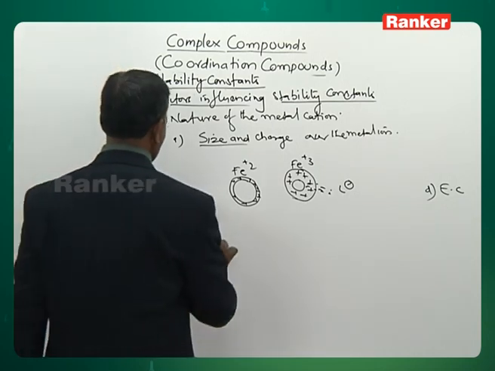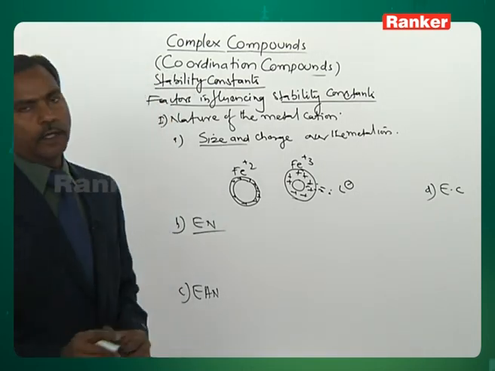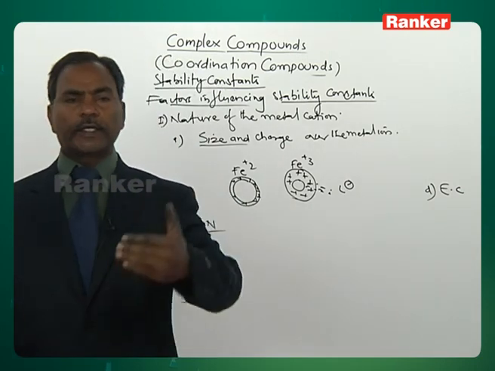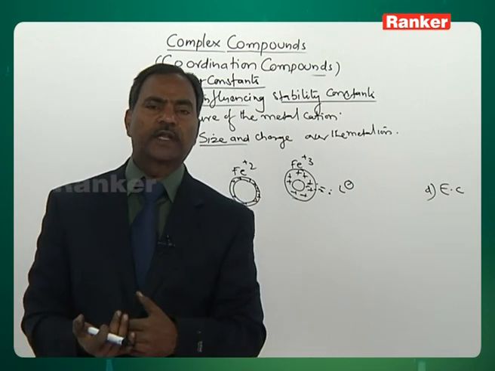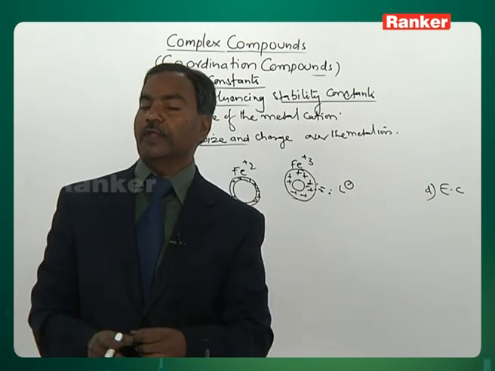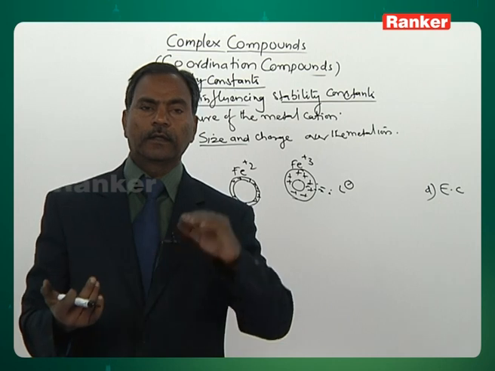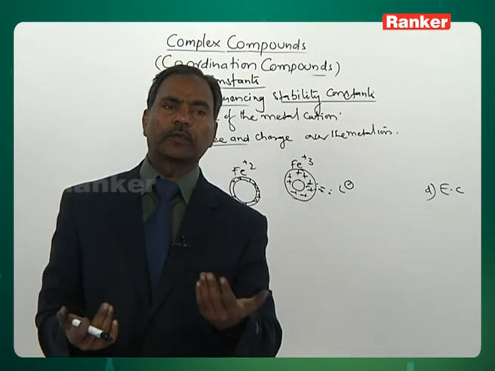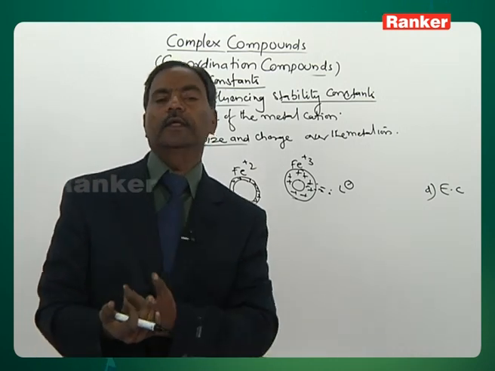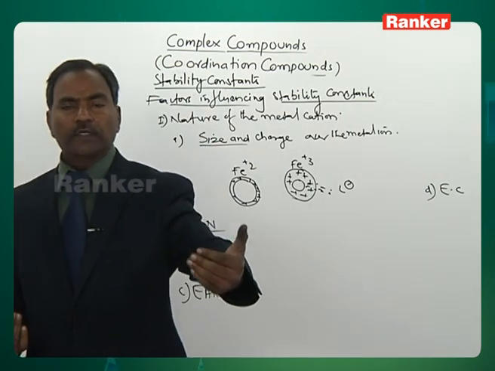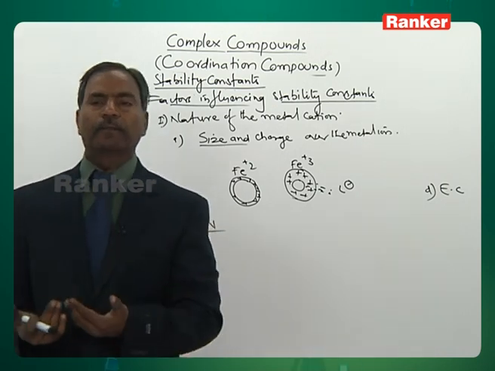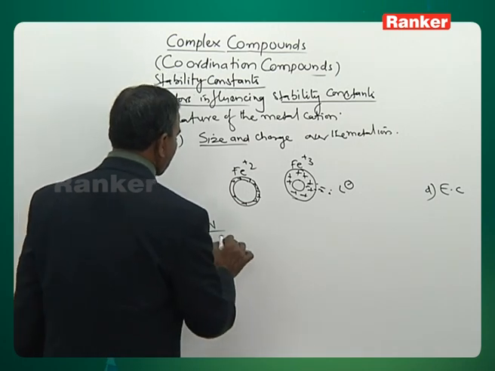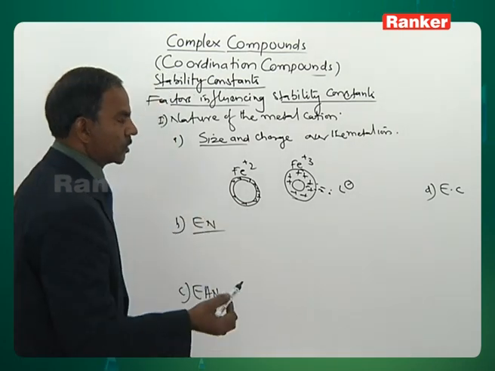Second one, electronegativity. What is electronegativity? The tendency to attract the donated pair of electrons, or the bonded pair of electrons, towards itself. A more electronegative metal ion easily accepts the donated pair of electrons from the ligand. Once it easily accepts, the bond will be easily formed, and we can say the strength of the bond will be high. Therefore, a more electronegative metal ion produces a more stable complex.